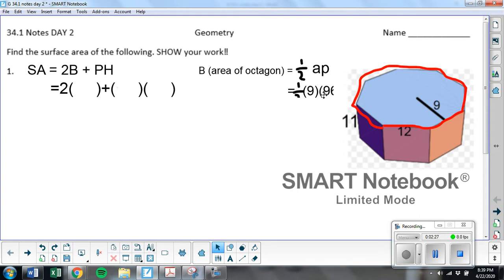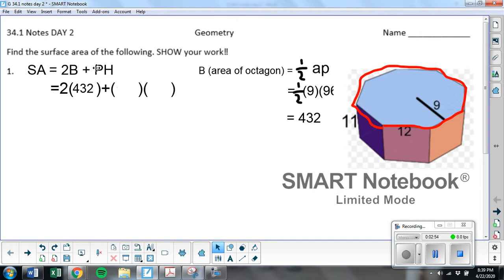96. Multiply that together, 1/2 times 9 times 96. We get 432. So the area of this octagon is 432. So over here, instead of B, you write 432. That's usually the part that takes the most amount of work, capital B.